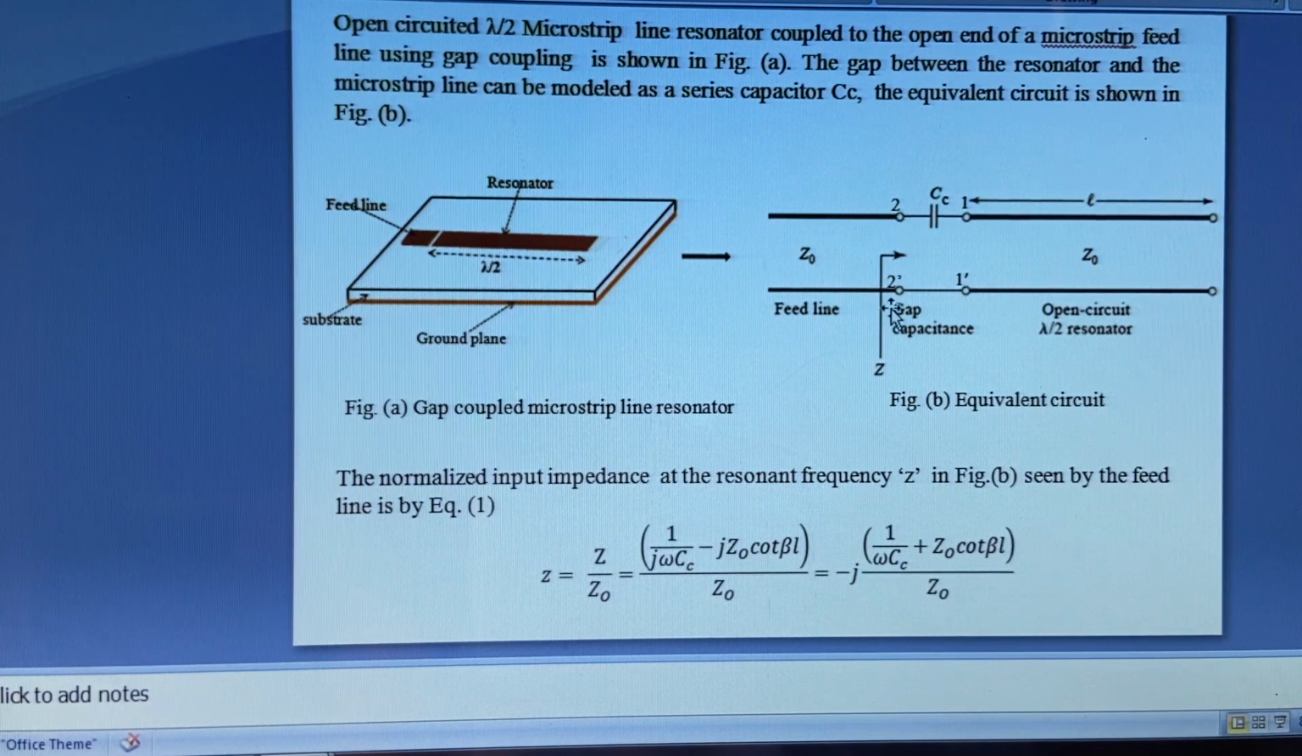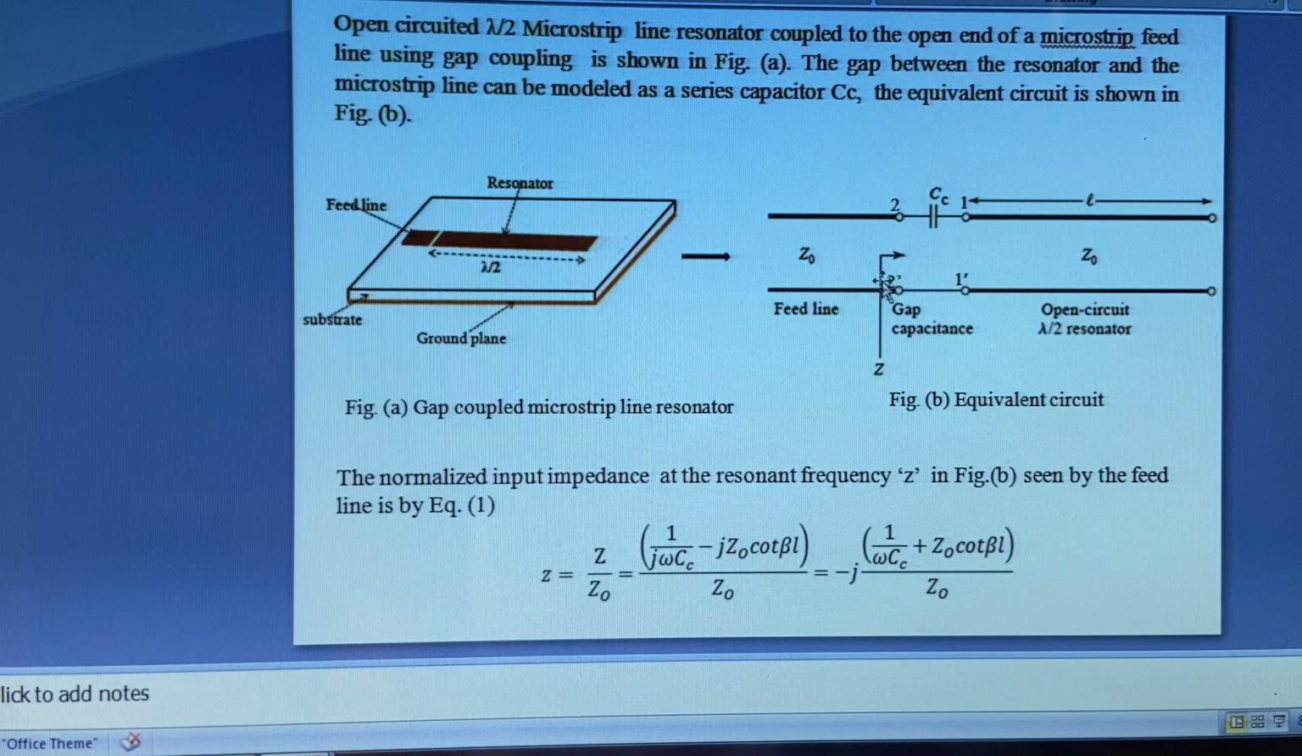So the overall input impedance we have to see is between the terminal 2. At terminal 1 is our open circuited lambda by 2 line. If we look into terminal 1, that is the uncoupled open circuited lambda by 2 resonator, and the input impedance here is equal to minus j Z0 cot beta L, because it is an open circuited transmission line. For an open circuited transmission line, the input impedance at the input terminals is given by minus j Z0 cot beta L.